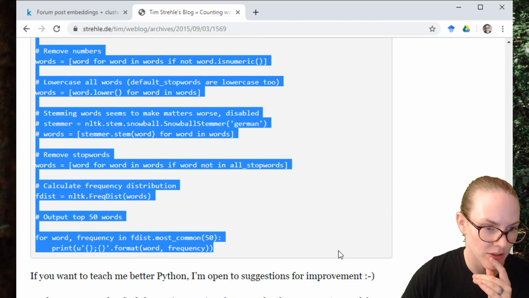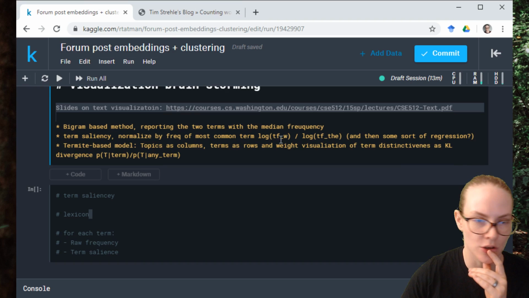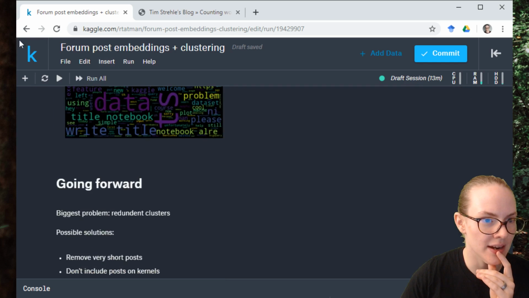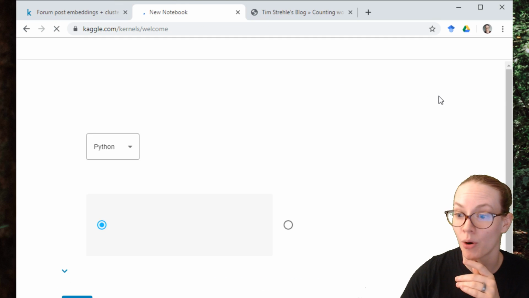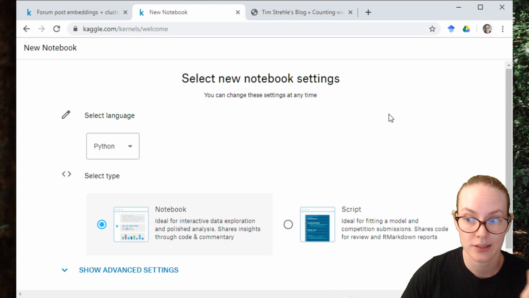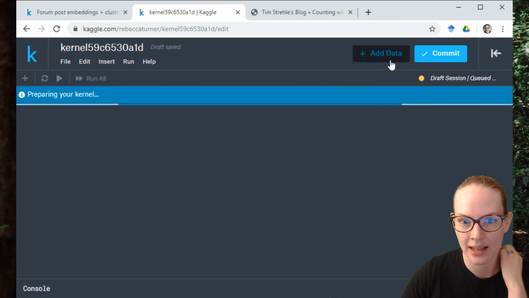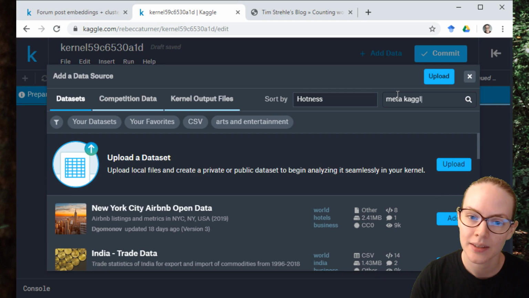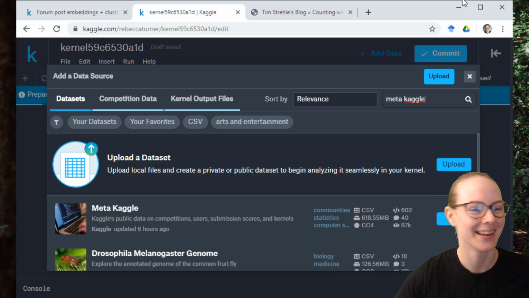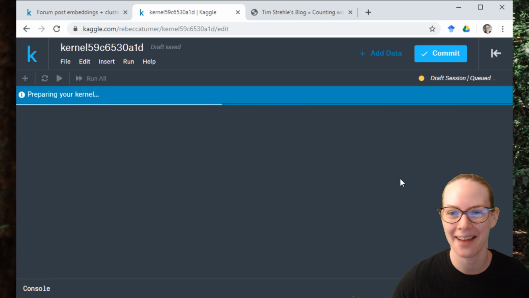Okay, so I think I'm actually going to do this in a new kernel, and then import the finished data set to this kernel. So I do want a notebook, I do want Python. Let's add data, and we want the Meta Kaggle data set. So we have all the data that's publicly available on Kaggle as a data set, so you don't have to scrape. People sometimes ask me about scraping Kaggle. I'm like, it exists. We already have it. It's clean. It's documented. Just use that.